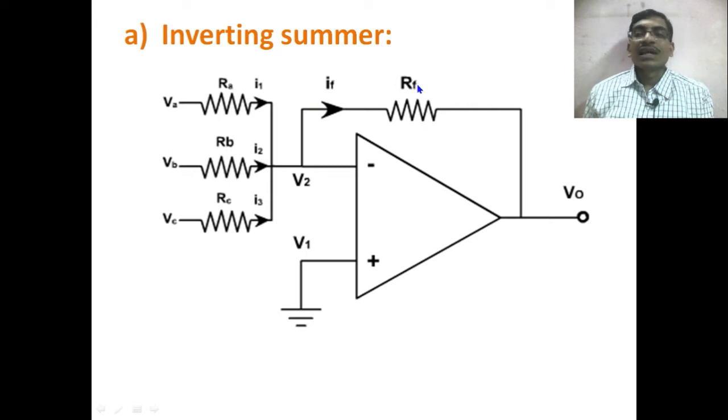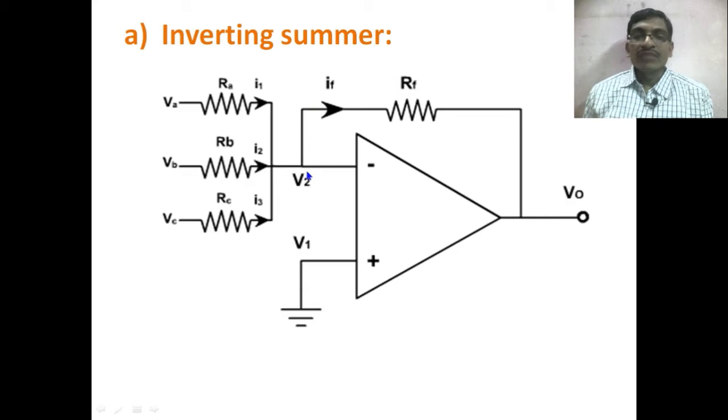And we are using one feedback resistor RF, which is giving the feedback from the output to the input. So here RF is the feedback resistor and IF is the feedback current. V0 is the output voltage which is taken across the sixth pin of our operational amplifier. So let us see the input currents. Because of VA, I1 current is getting generated. Due to VB, I2 current is getting generated. Because of VC, I3 current is getting generated.